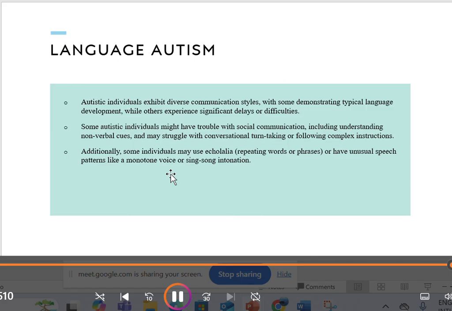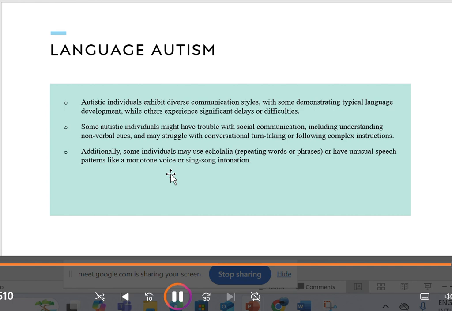Next is language in autism. Autism exhibits diverse communication styles. Some we have already seen, such as echolalia. Some demonstrate typical language development, while others show significant delay. In autism, every child's language development is not always delayed. Some have proper language development, some have very delayed development, and some people don't even communicate. Echolalia is there.